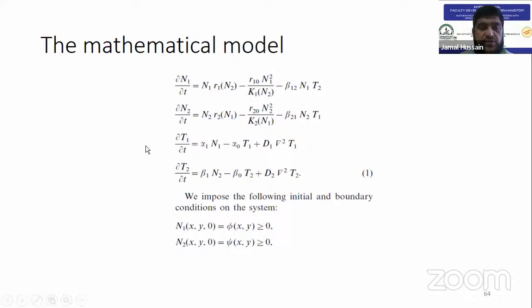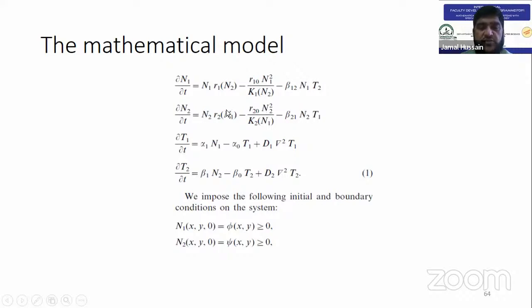Okay, so N1 and N2 are those species, and T1 and T2 are the toxicants produced by N1 and N2 respectively. So see, when T2 is produced by N2, that's why there is a negative term. Because of T2, there is a negative term here, meaning its growth will decrease because of the presence of T2, which is a toxicant produced by N2.